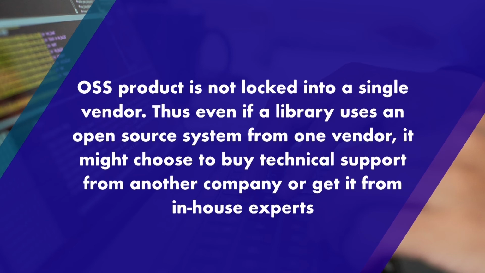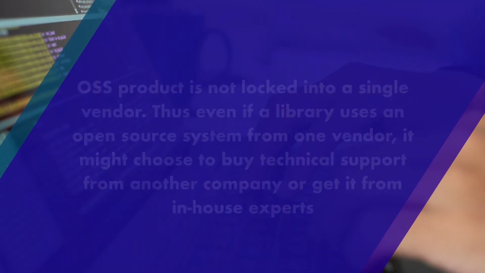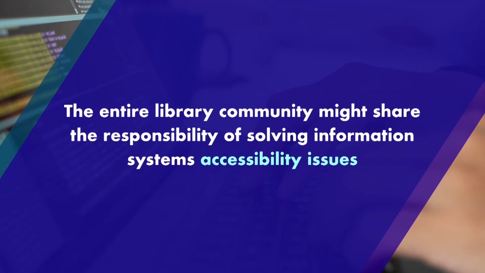You can take the help, you can install it, you can host it in the cloud, and maintenance you may take up. So these kinds of freedoms are associated, and the entire library community might share the responsibility of solving information system accessibility issues. Now one question is coming to your mind: if I am not taking the help of any vendor, or if I am not buying any commercial software, then in case of any problem, who is going to give me support? Don't worry. We have a very active community in open source library automation software.